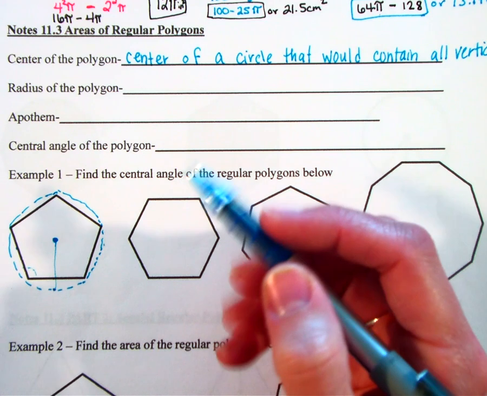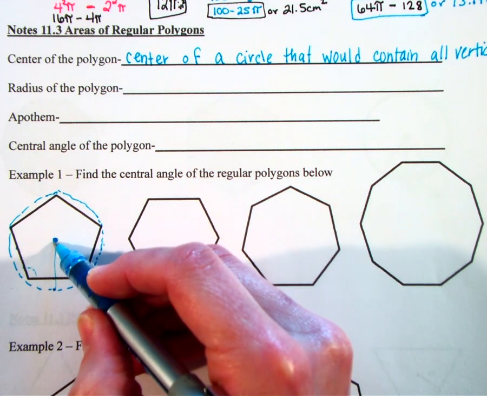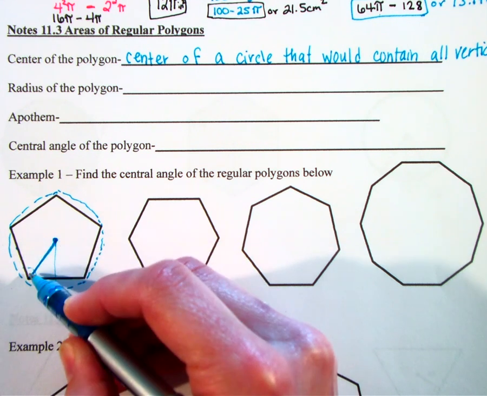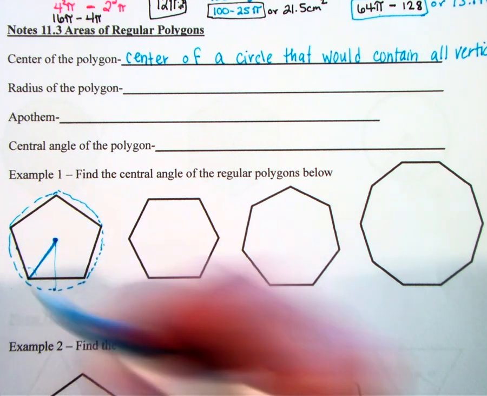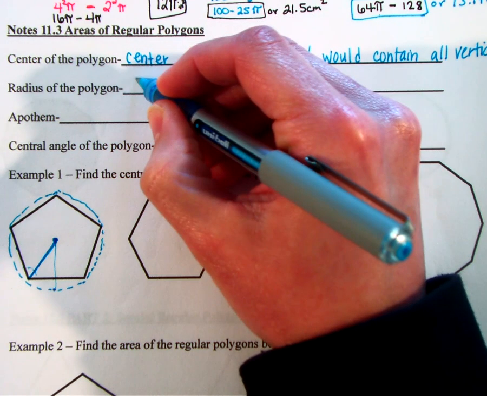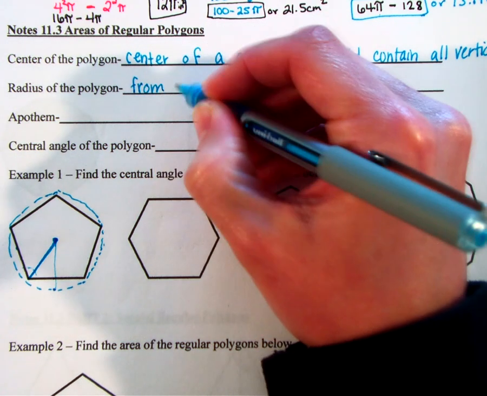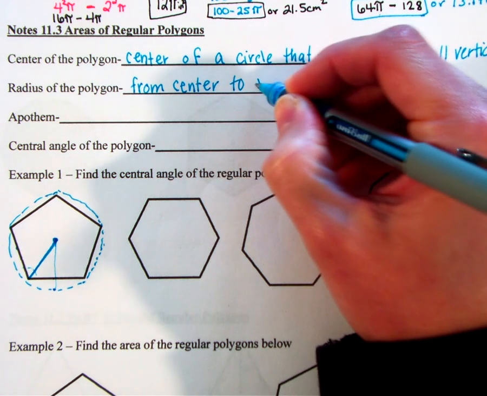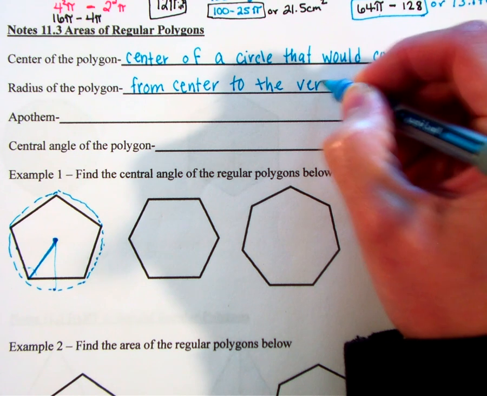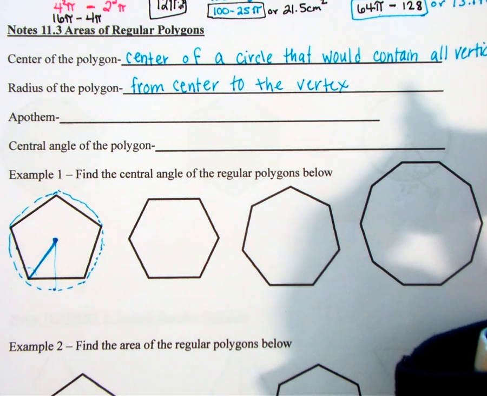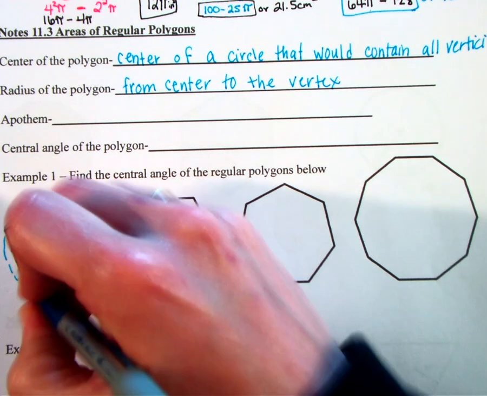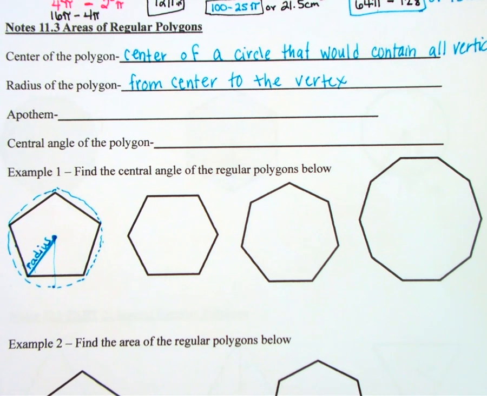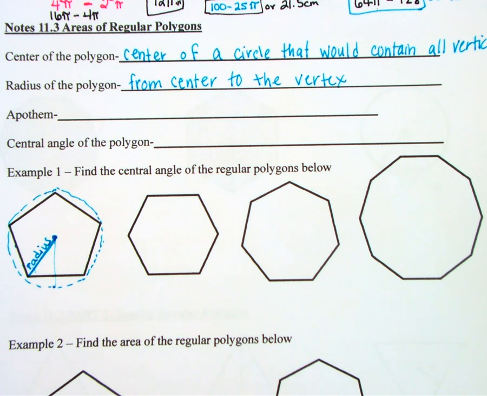So there's a couple of different parts of the polygon that we're going to talk about. The first one is radius. That one is going to go from the center to a vertex. So the radius of a polygon goes from the center to the vertex. Okay, so this is our radius. I'll write it out on that one, but as we get further, we'll just call it R.